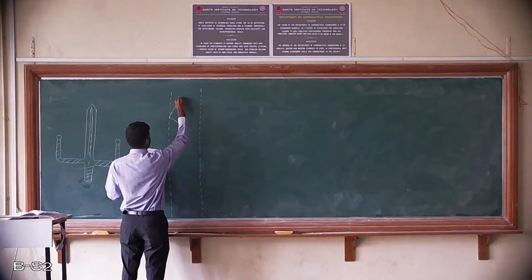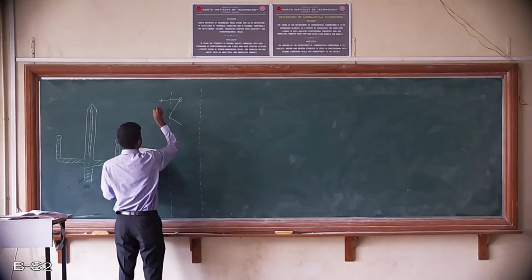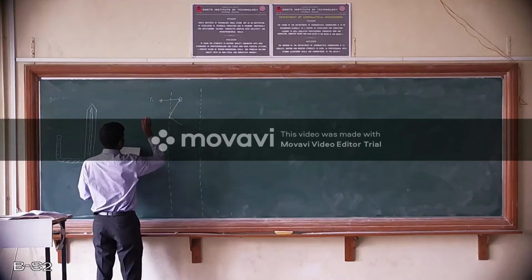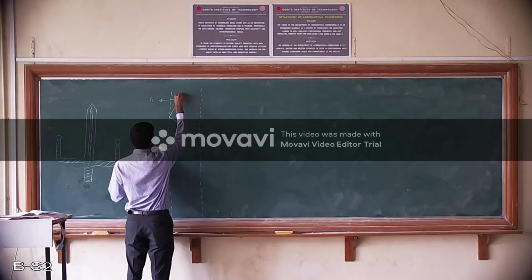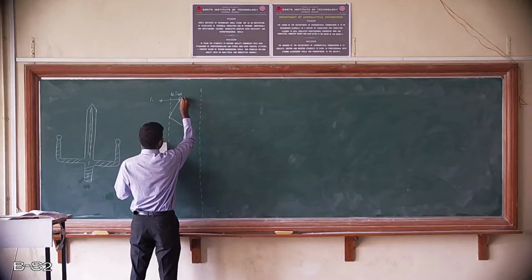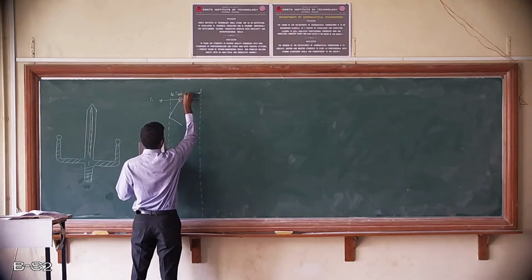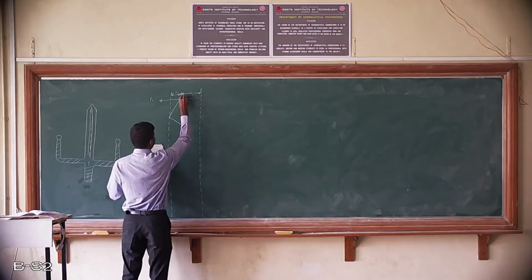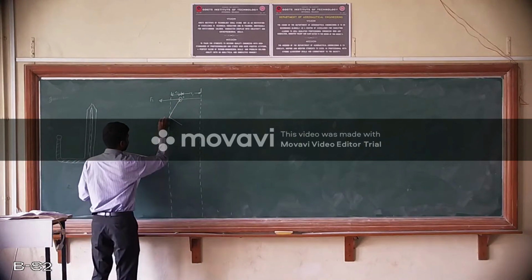So here is the mass ball. In this direction the centrifugal force will be acting, and I will call this F1. This distance I will call C1, and this distance I will call R1, that is nothing but the radius. I will call this point O, and this point A.